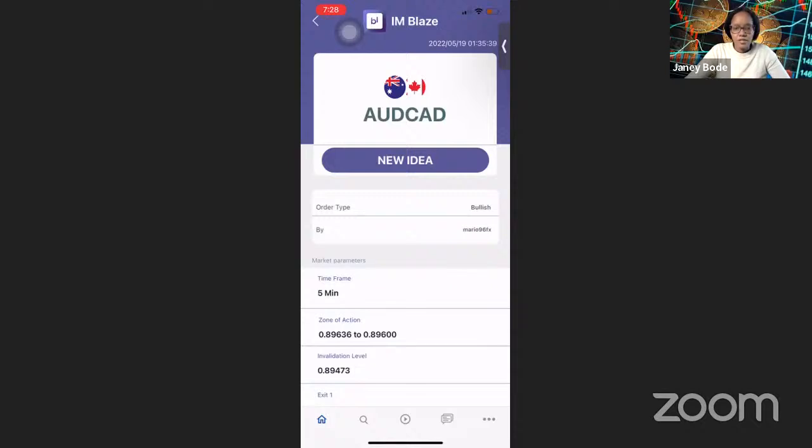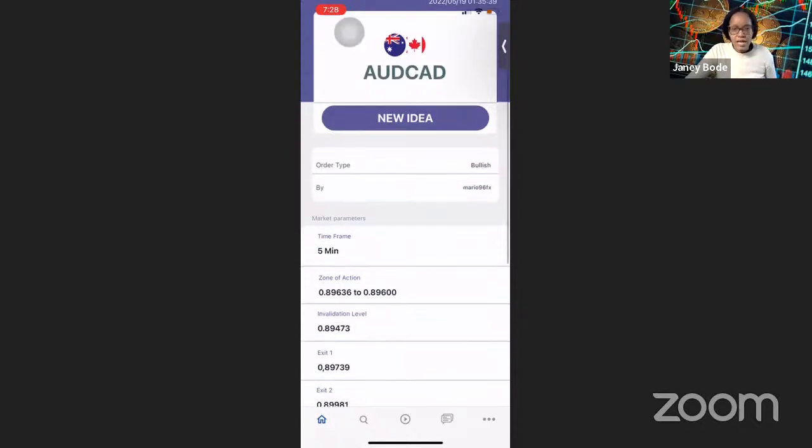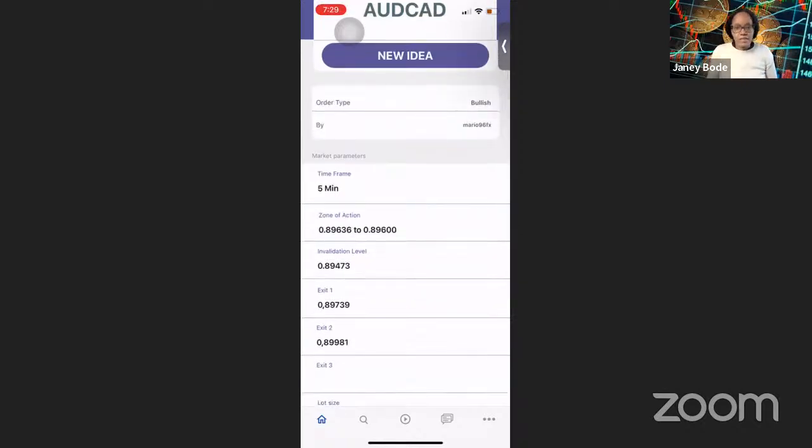Okay. So how do you take this trade? You see how now it says bullish here, right? Bullish is the same as a call, is the same as a buy. This is going to make a lot of sense when you try to take the trade and you want to make sure you're taking the trade the right way. This trade is 5 minutes.